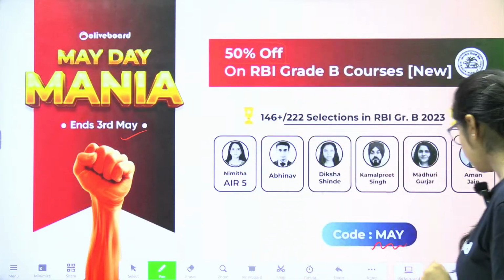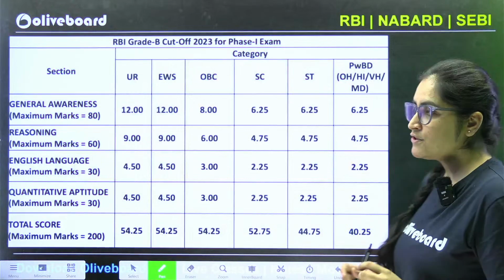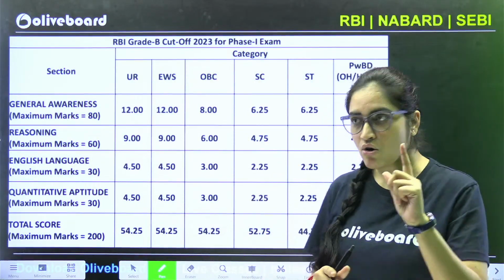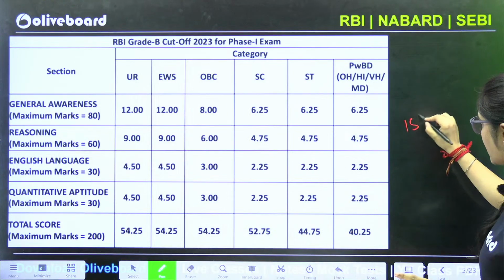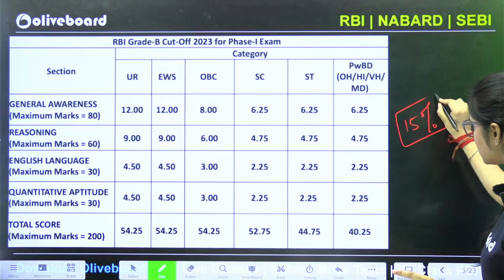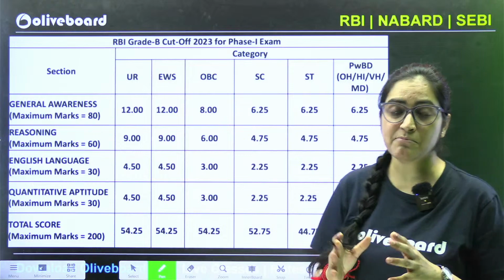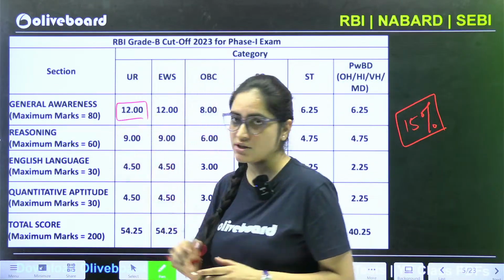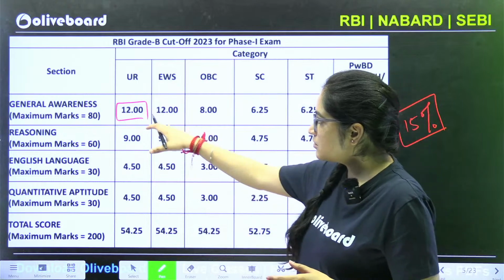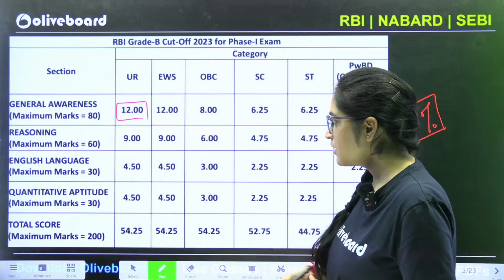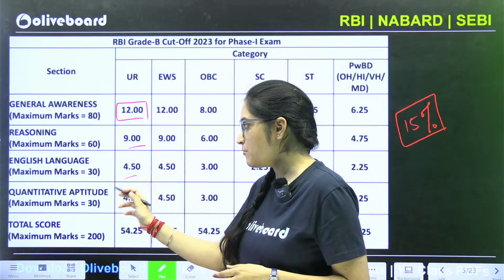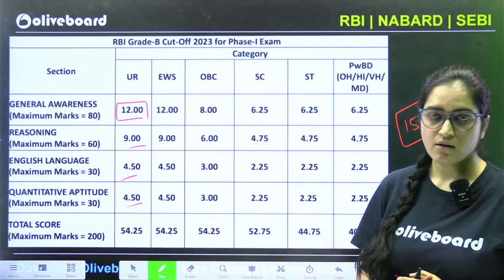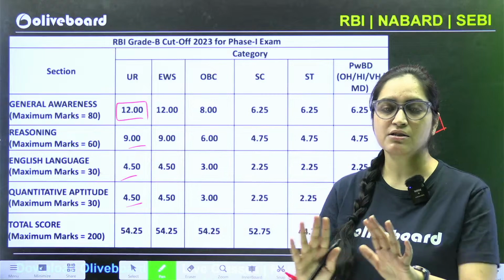Now, with respect to the subject wise cutoff, for the last couple of years RBI has kept it at roughly 15%. That means for general awareness the cutoff was 12 marks out of 80. Reasoning, it was 9. English, 4.5 out of 30. Quant, 4.5 out of 30. So you can see it's roughly about 15% marks that you have to get.